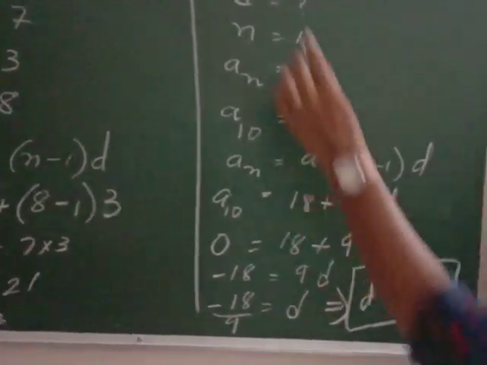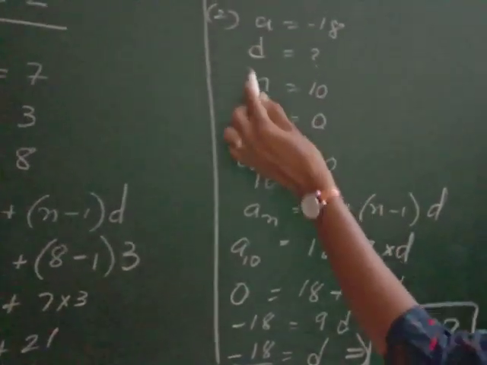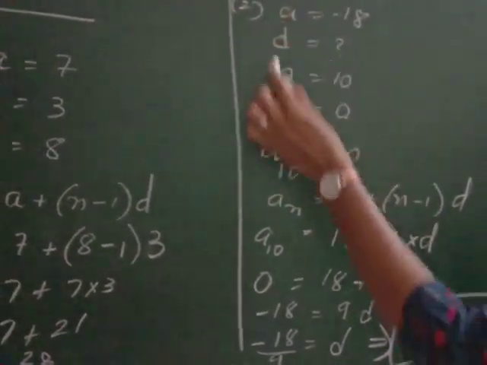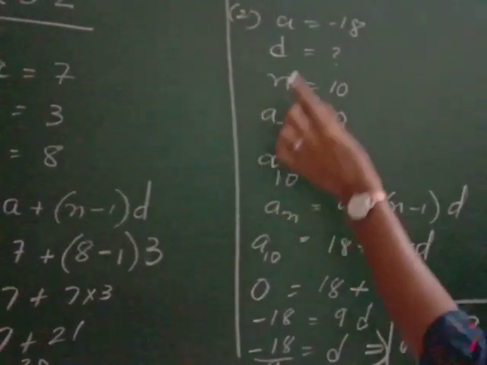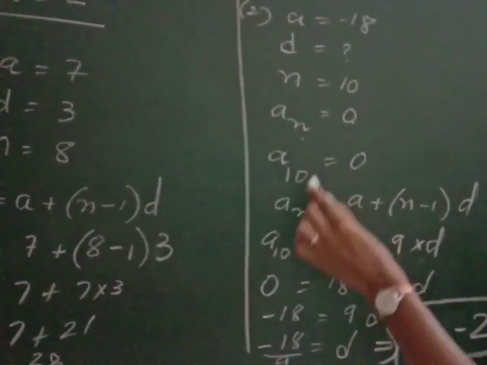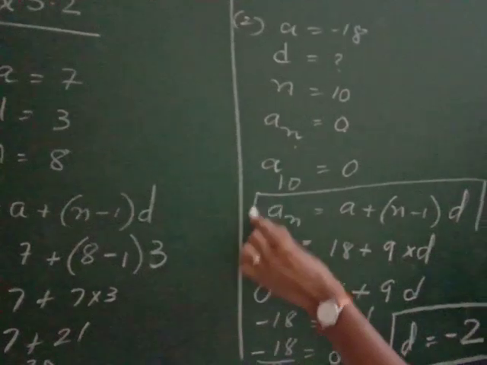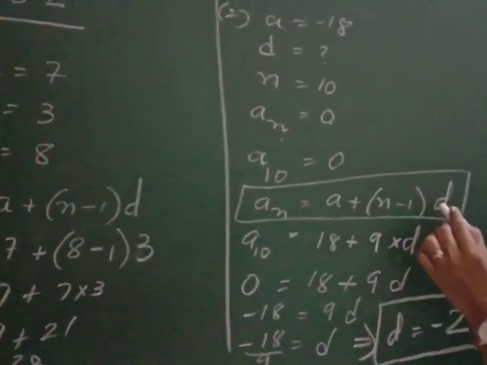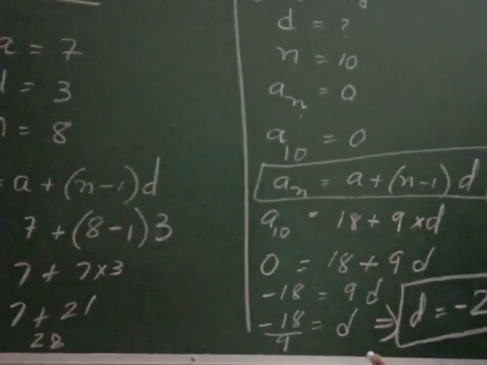In this way, there are A, D, N and AN. 4 variables are there. Any 3 will be given and you will be asked the remaining one. So we have to use this formula for finding the nth term and even for finding A, N or D. Now let's move to question number 2.